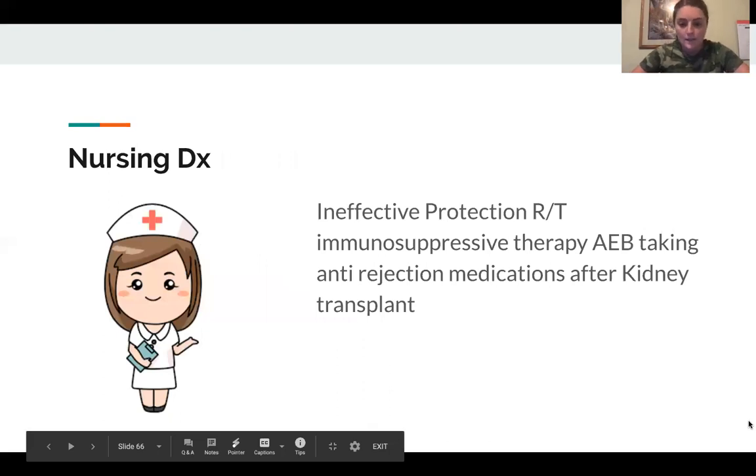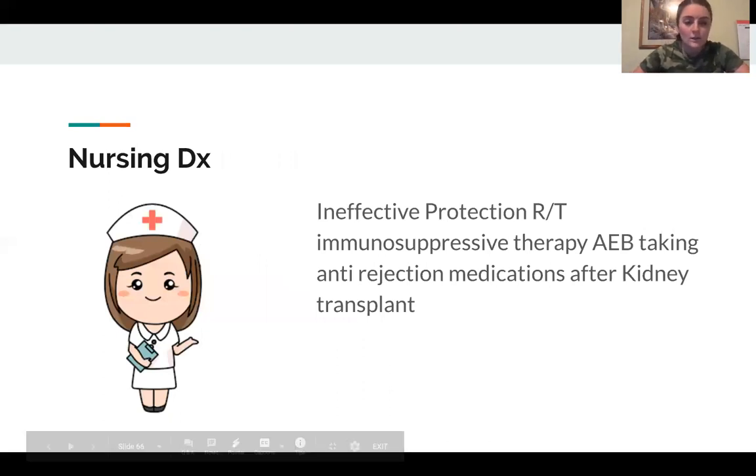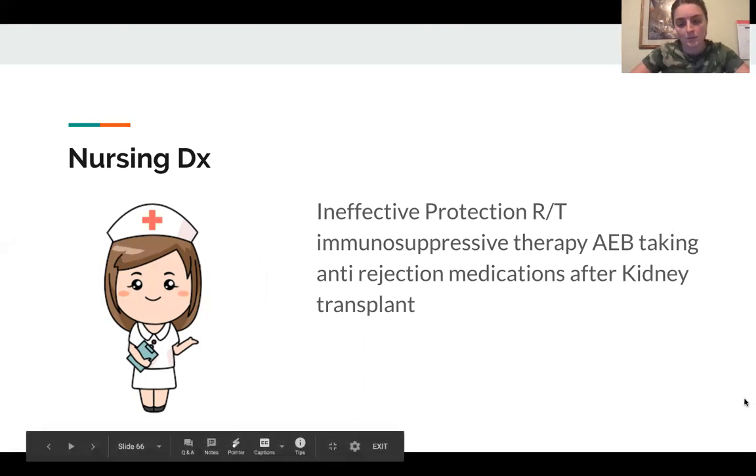Because of his kidney transplant, our next nursing diagnosis is ineffective protection related to immunosuppressive therapy as evidenced by taking anti-rejection medications after his kidney transplant.